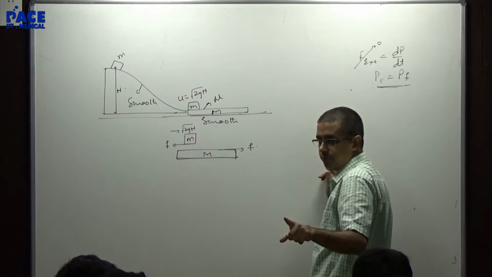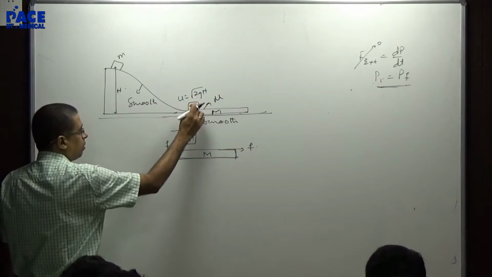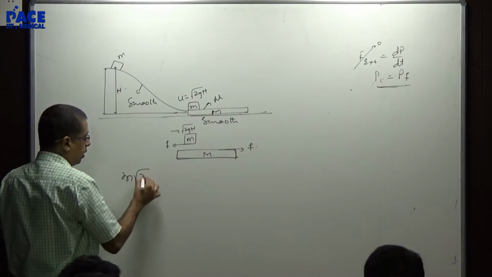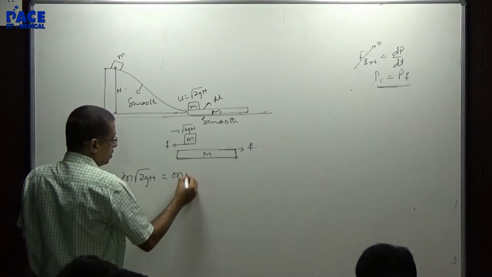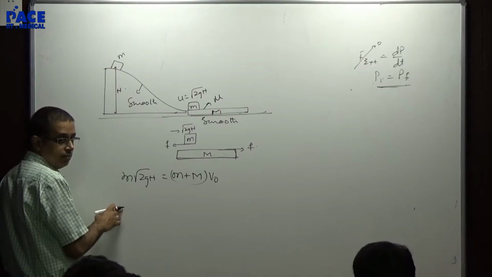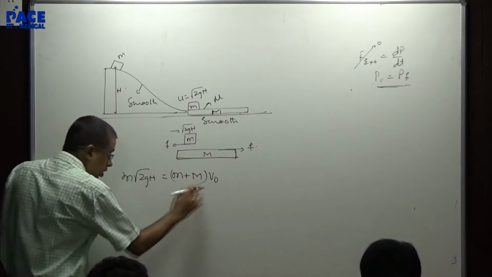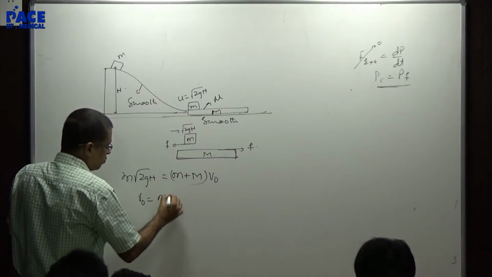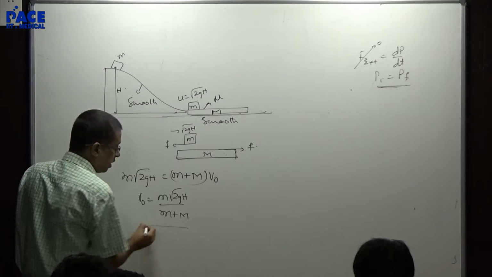That implies I can conserve momentum in the horizontal direction for both the masses put together as a system. That means initial momentum of the system is m into under root 2gh. Final momentum of the system is small m plus capital M into V naught. Both are moving with common velocity after some time. What is that common velocity? Is this value under root 2gh upon small m plus capital M?